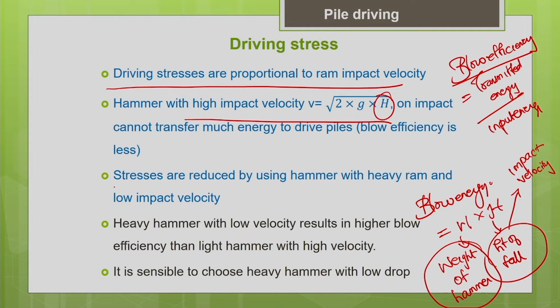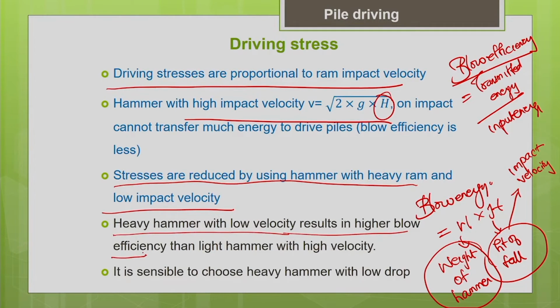We have to reduce the stress by using a hammer with heavier ram and low impact velocity. A heavy hammer with low velocity results in higher blow efficiency than a light hammer with high velocity. It is sensible to use a heavy hammer with low drop. Basically, if you want to increase your blow energy, better go for a heavier hammer, but don't increase the height of fall.